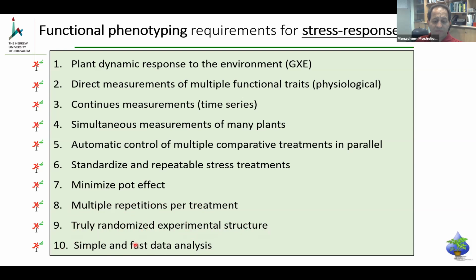And we also want to have very simple tools so we will be able to analyze the data as quickly as possible and as accurately as possible. And I will talk about challenge number 10 soon.